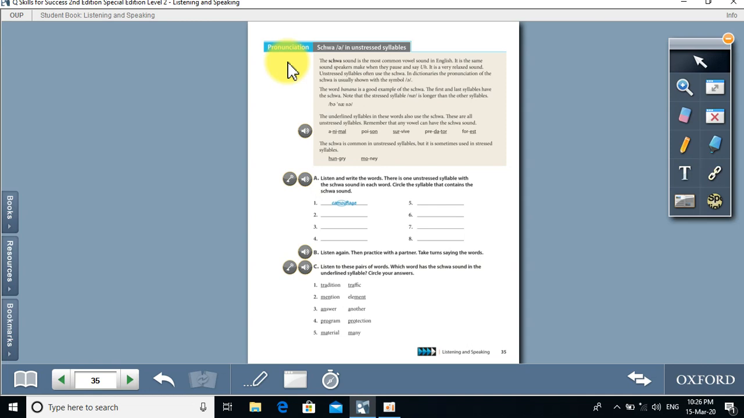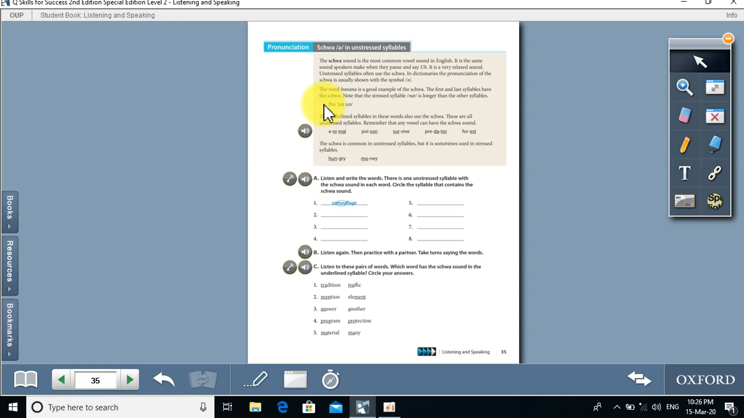The schwa sound is the most common vowel sound in English. It is the same sound speakers make when they pause and say uh. Like uh, when they pause, so they make this sound, and this sound is the schwa sound. It is a very relaxed sound. Unstressed syllables often use the schwa. In dictionaries, the pronunciation of the schwa is usually shown with the symbol that is an upside down e. You can find here, this is the symbol that is used in the dictionaries. This is the symbol of the schwa sound, an upside down e.